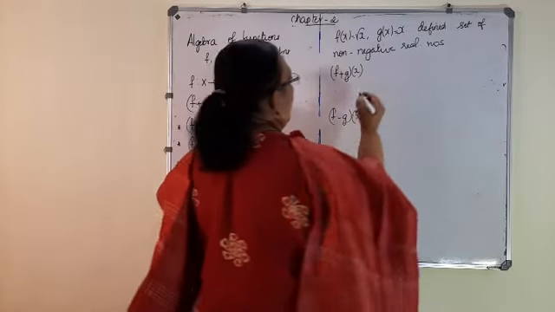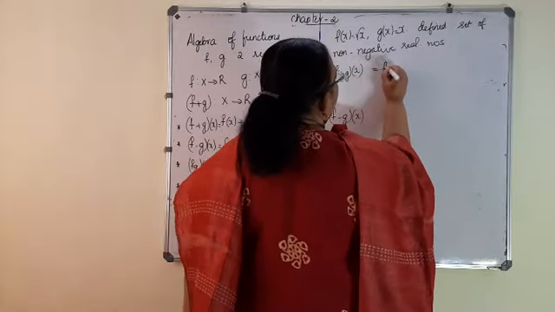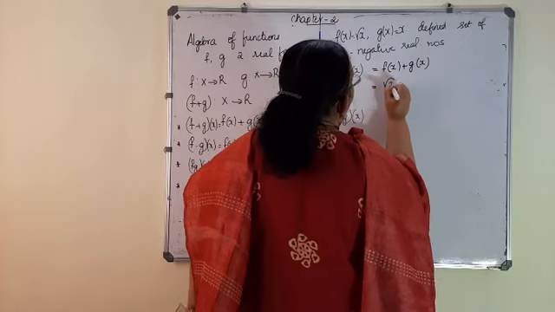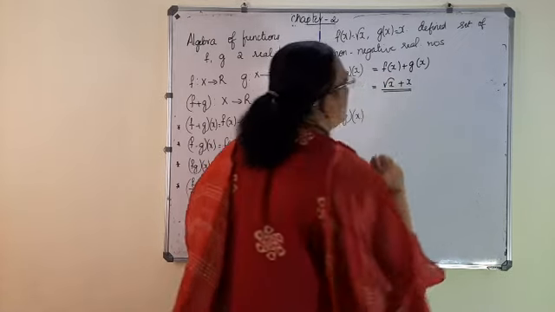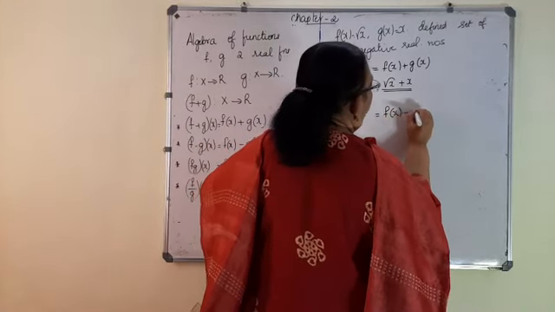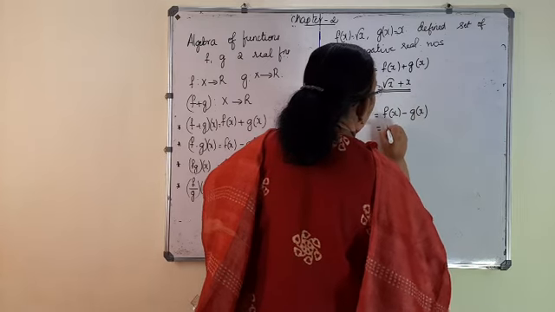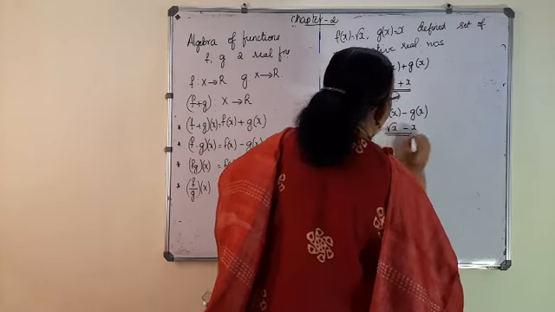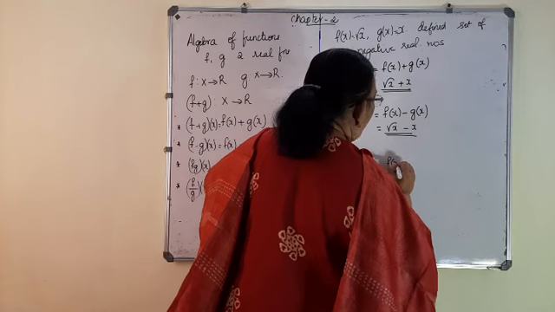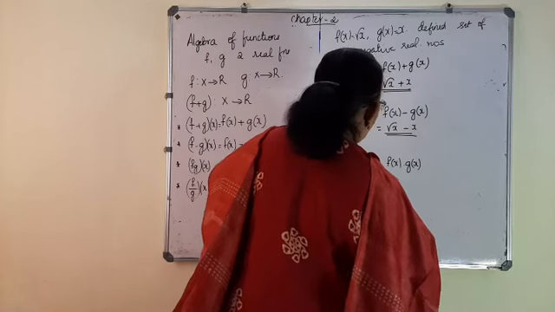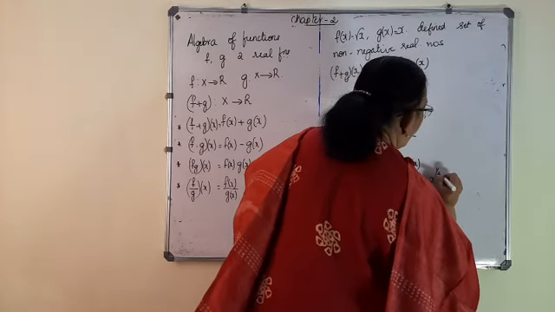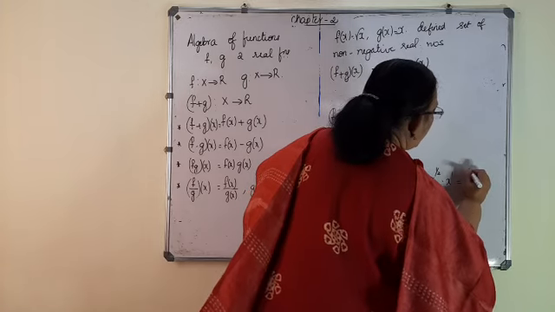Now write the definition. f plus g of x is equal to f of x plus g of x, and that is equal to root x plus x. That's it. f minus g of x is equal to, write the formula, f of x minus g of x, and that is equal to root x minus x. Okay, and fg into x is equal to f of x into g of x, which is equal to root x into x. If you want, you can simplify. That is x raised to 1 by 2 into x raised to 1, which is x raised to 3 by 2.